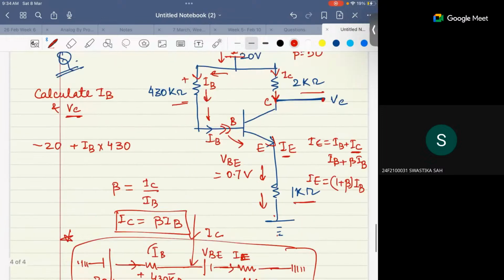Okay, so now you have to calculate the VC. How will you calculate VC? What is the value of VC here?